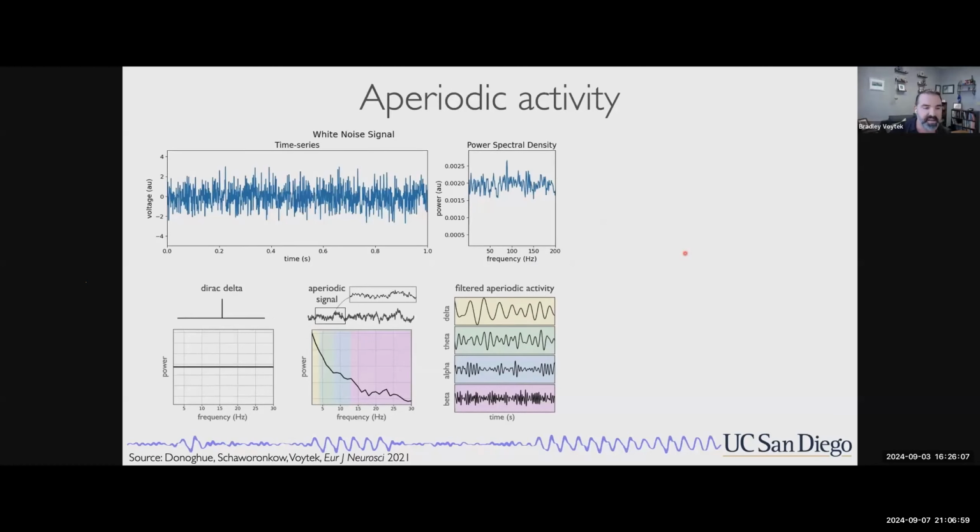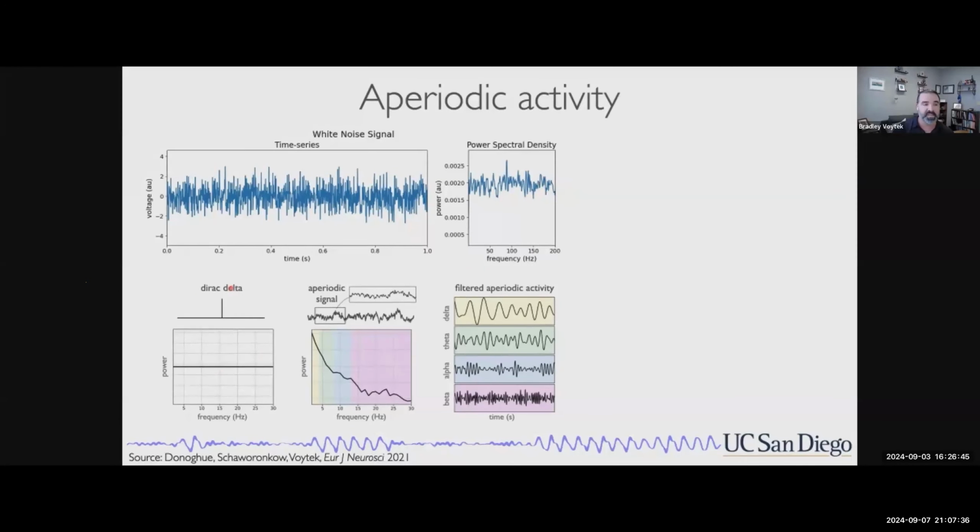Why? Well, to give a very contrived example, and this is a paper from Tom Donahue, Natalie Shvarnikov, and myself back in 2021, giving recommendations for studying oscillations. If you look at a time series that is pure white noise, just Gaussian distributed white noise, where by definition, every point is independent from the next, it has equal power at all frequencies. So you would be very hard pressed to say that this signal here has an oscillation at 4 hertz. It doesn't. It's designed that way. Mathematically, it does not. But in order for the Fourier transform to capture this white noise time series, it has equal power, roughly equal power at all frequencies.